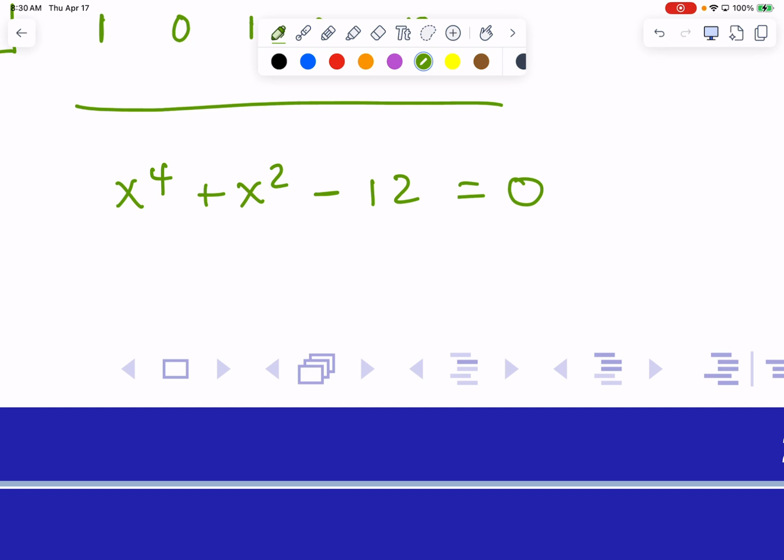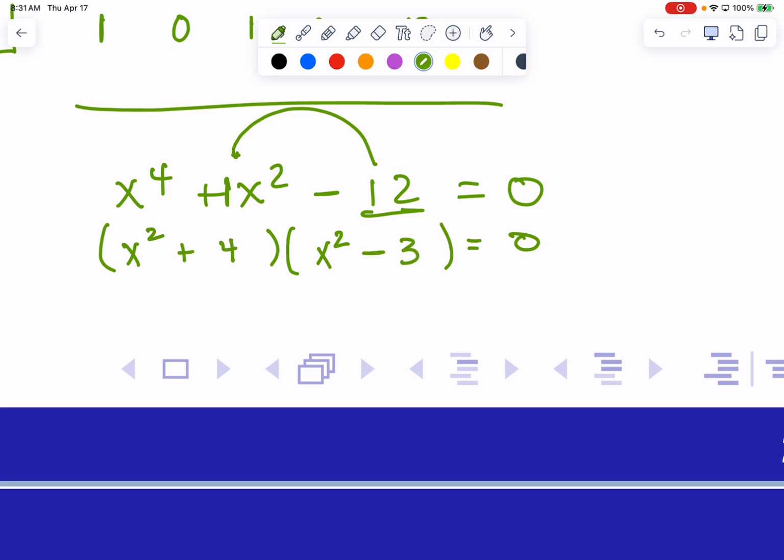Does it fit the pattern of power, half the power, constant? Yes. As long as it fits that pattern, you can factor it with the Knudsen method. But this doesn't even need slide and glide, does it? When you split x to the 4th, you get x squared and x squared. Then you do the Knudsen method, and you need the factors of negative 12 that add up to give you 1. What are the factors of negative 12? Negative 12, 4. Positive 4 and what?